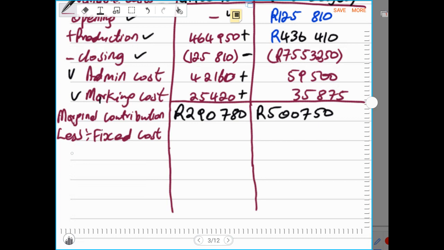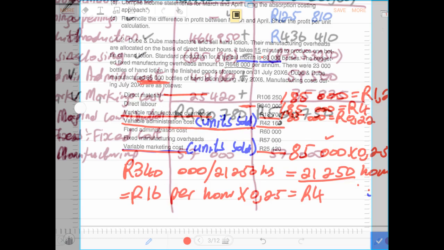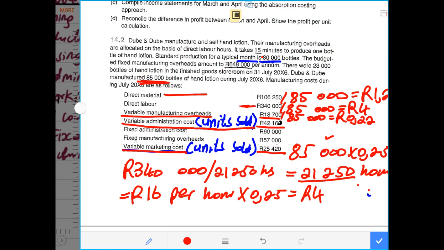And we have fixed manufacturing cost. We had fixed manufacturing of 57,000. It remained the same if you still remember that. Our fixed manufacturing overheads were 57,000, and that remained the same.